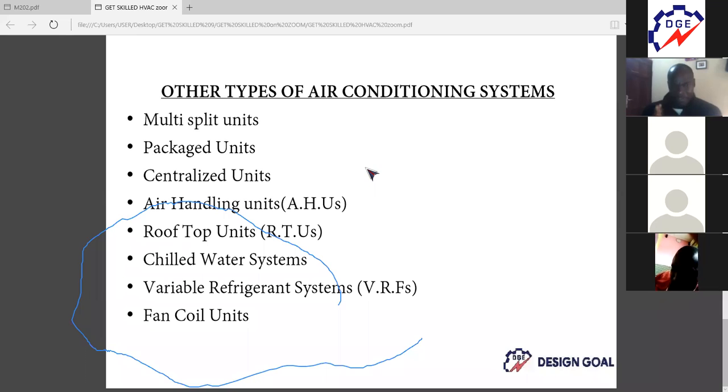Then we have the centralized unit, which has a large size, designed for larger applications and large air volume requirements. Then we have the air handling units, AHUs, whereby you have a central refrigeration point, a non-refrigeration, which I will sometimes call a specially modified split system. All these kinds of systems come in different ways. They apply different levels of finishes as the case may be.